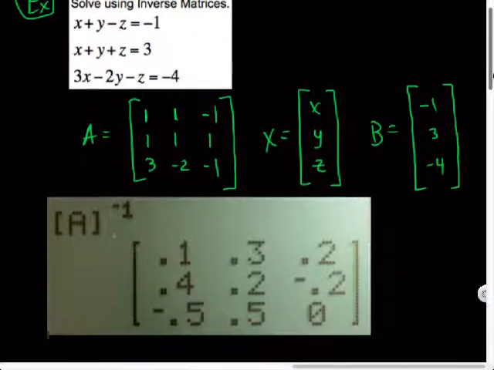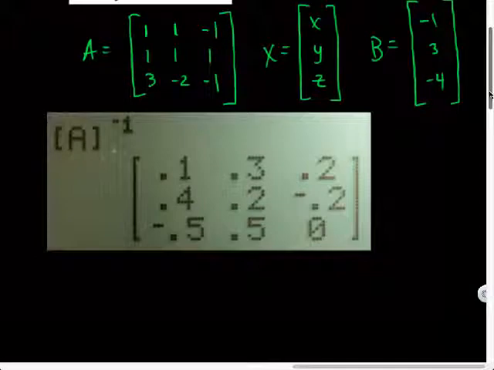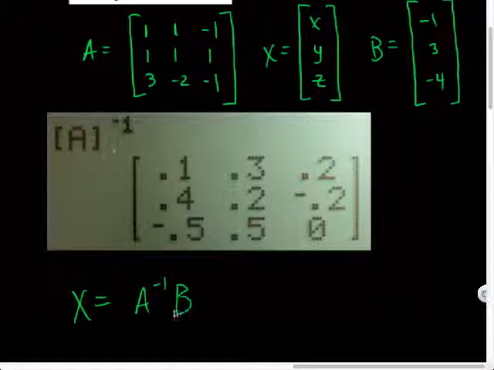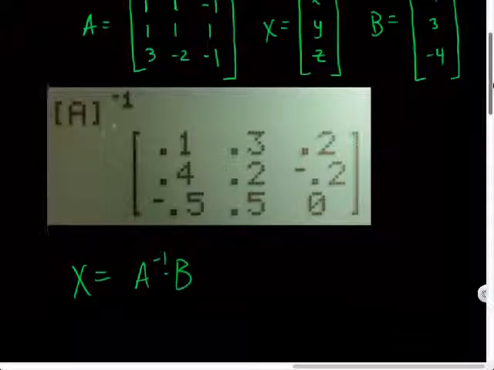All right. So once you have A inverse, which by the way you could probably have 1/10 in front of the matrix, 1, 3, 2, 4, 2, negative 2, negative 5, 5, 0, if you didn't want to have those decimals, but it doesn't matter. The calculator's doing the work for us anyway. So there's A inverse. What do I want to do with A inverse? Jacob told us earlier. X is equal to A inverse times B. So let's figure that out.